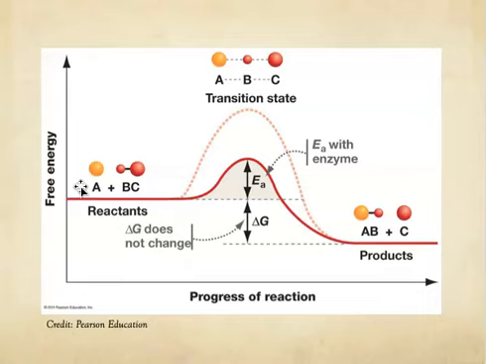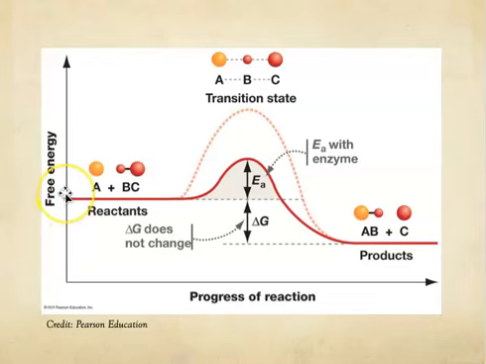Now, what exactly does that mean? Well, think about it this way. If we started off with reactants that had this level of free energy, and we ended up with products that have this level of free energy, we've had a drop in free energy between the reactants and the products. That energy had to have gone somewhere. You can't create energy and you can't destroy energy.